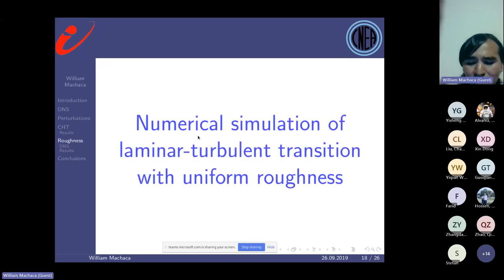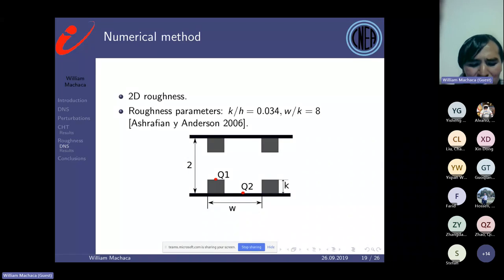Now I will present the results of the influence of uniform roughness on laminar-turbulent transition. Modeling wall roughness is difficult because it depends on its height, density, distribution, and shape. For this reason, we use a 2D roughness, a simple model that was simulated by numerous researchers in periodic turbulent channel flow. The characteristics of this simple two-dimensional roughness are that the height is 0.034 and the streamwise periodicity between two bars is 8.